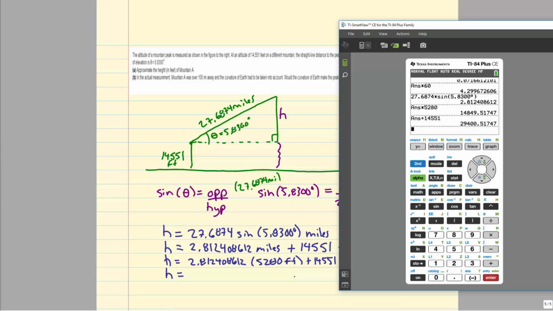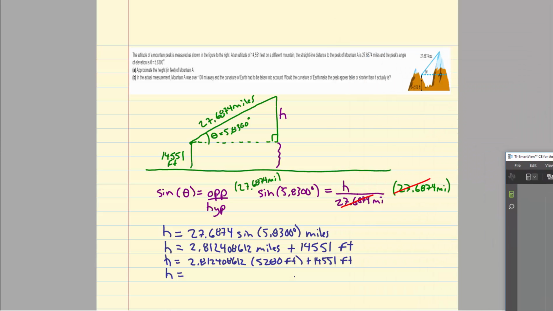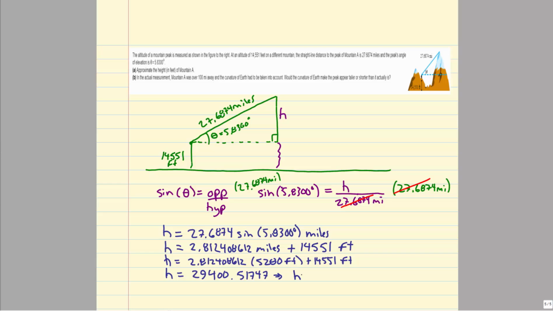So this is 29,400. And let's see, rounding, they want us to round to the nearest foot as needed. 29,400.51747. So if we rounded this to the nearest foot, our height would be 29,400 feet. Actually, this 5 right here would round that to 401, which is pretty amazing because Mount Everest is not that high. So that's a pretty high peak. So 29,401 feet would be the answer to part A.